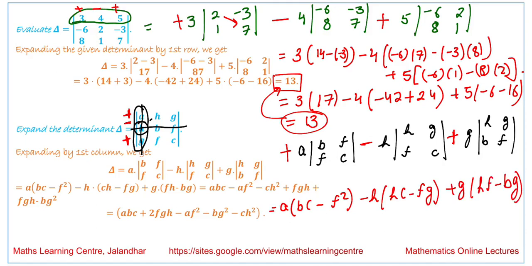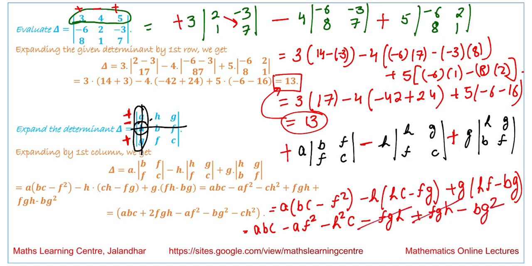When you open these terms, you will get ABC minus AF square minus H square C minus FGH plus FGH minus BG square. This FGH and FGH get cancelled, and we are left with ABC.